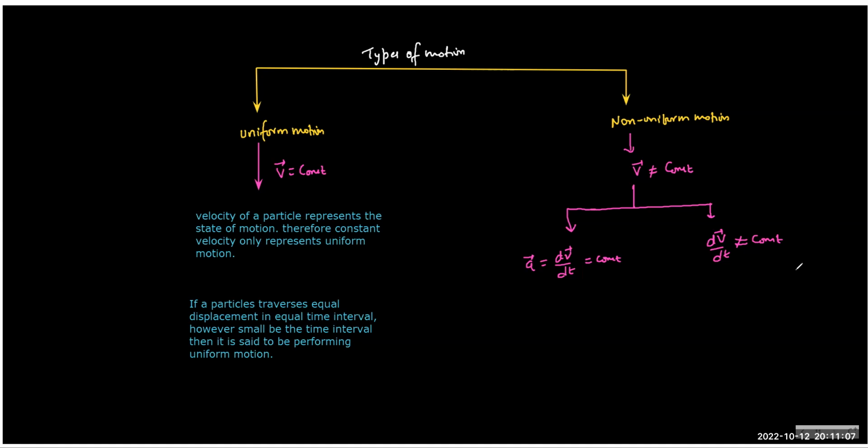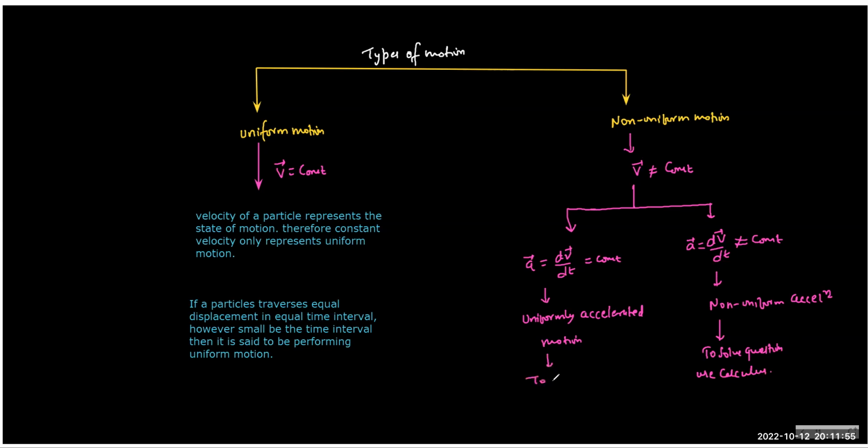So a is dv by dt, which may be constant. When it is constant, we call it uniformly accelerated motion. And when even this is not constant, we call this non-uniform acceleration. To solve such questions, use calculus to derive the formula. To solve questions with constant acceleration, use the kinematical equations. So now you know what to use.